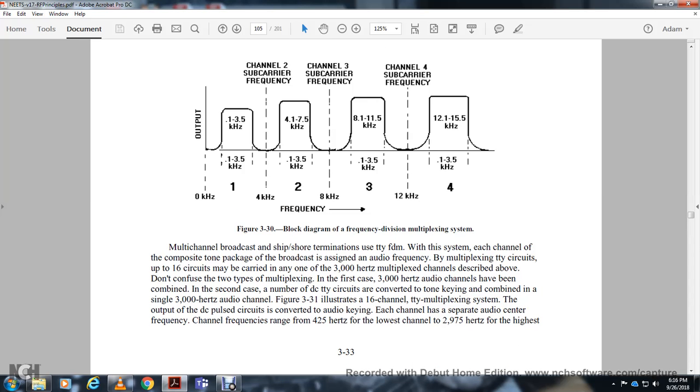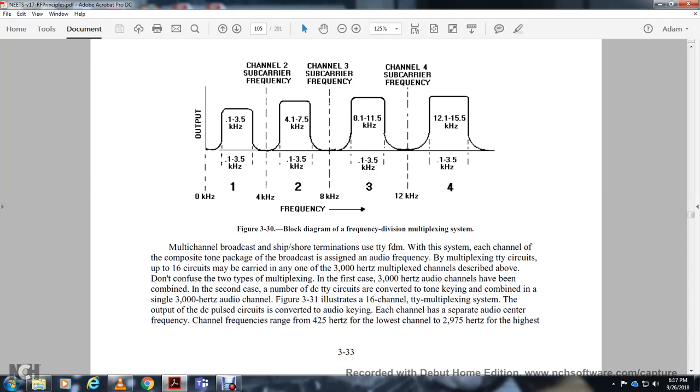Alright, multiple channel broadcast, shifting to teletype radio frequency division multiplexing. In this system, each channel is a composite two-tone package assigned with frequency multiplexing. Teletype radio is shown with 16 circuits that may be carried in any one of the 3,000 Hz multiplexable channels described above. Do not confuse the two types of multiplexing. In the first case, 3,000 Hz audio channels have been combined. In the second case, the normal DC teletype radio circuits are converted to tone keying and combined into a single 3,000 Hz audio channel. Figure 331 illustrates the 16 channel teletype radio multiplexing.